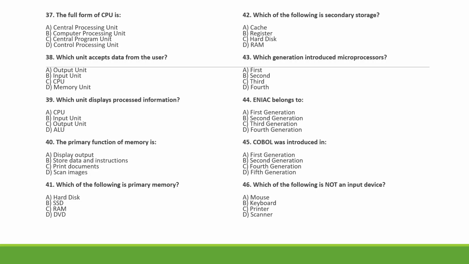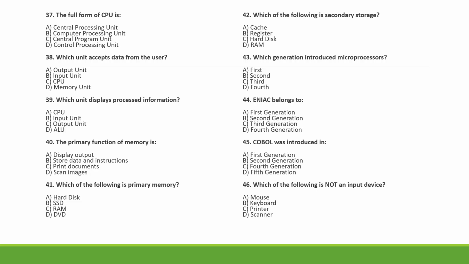The primary function of memory is to store data and instructions. Option B is the correct answer. Store data and instructions. Which of the following is primary memory? Here, option A is the hard disk, B SSD, C RAM, D DVD. Primary memory is the random access memory. That's RAM. Option C is the correct answer.